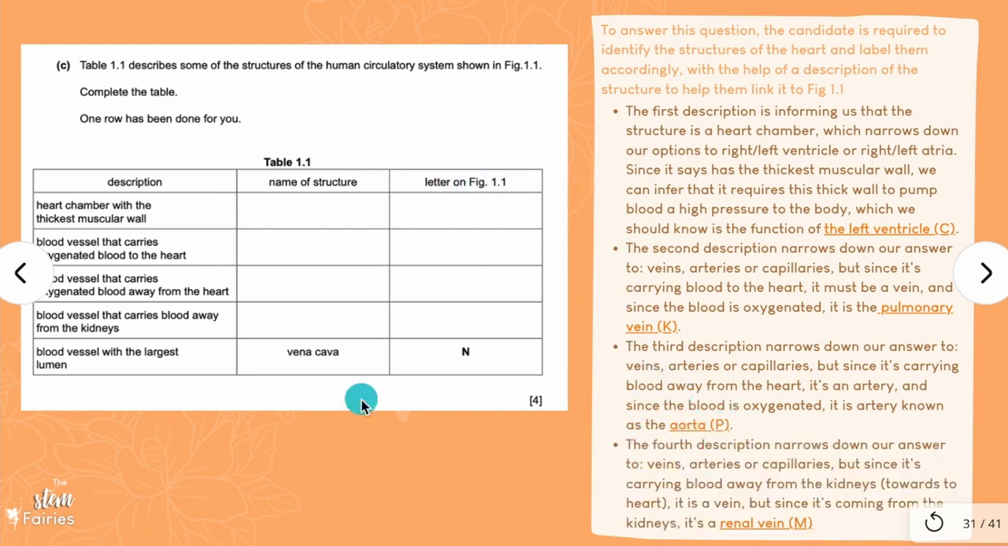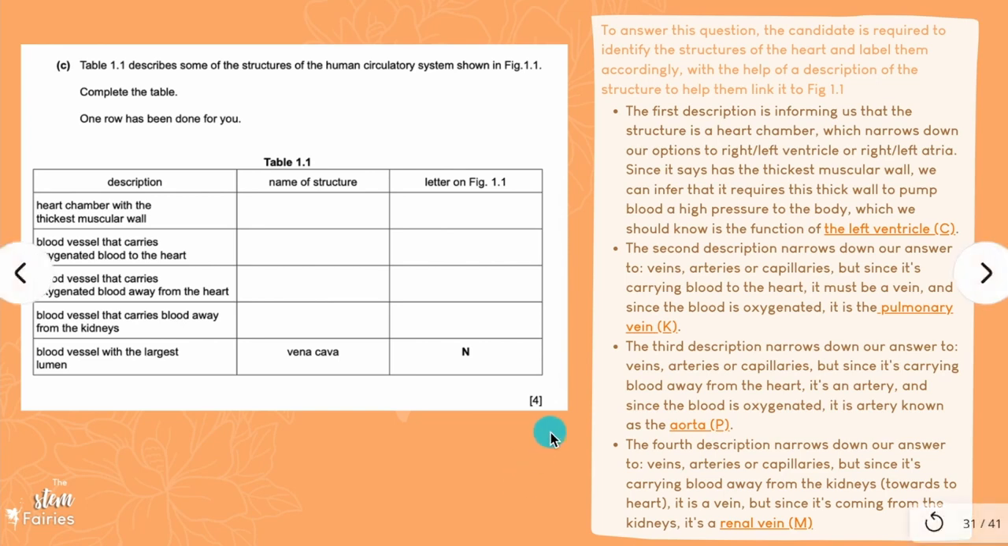The fourth description, blood vessel that carries blood away from the kidneys, also narrows down our answer to veins, arteries, or capillaries. But since it's carrying blood away from the kidneys towards the heart, it's a vein. And since we know that this blood is coming from the kidneys, it's called a renal vein. The renal vein corresponds to the letter M on figure 1.1.